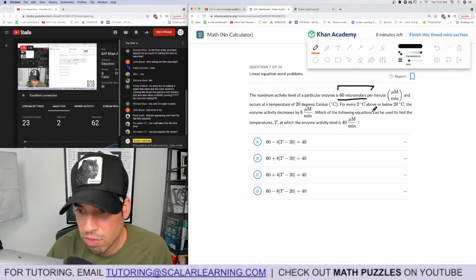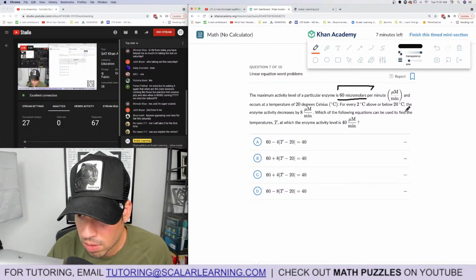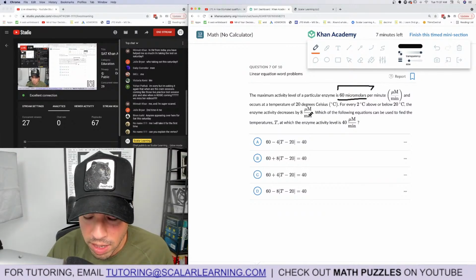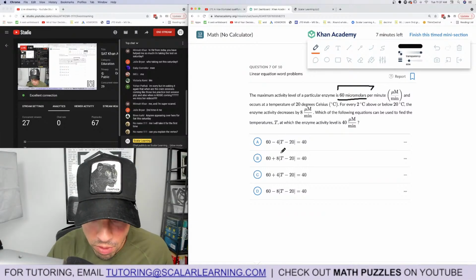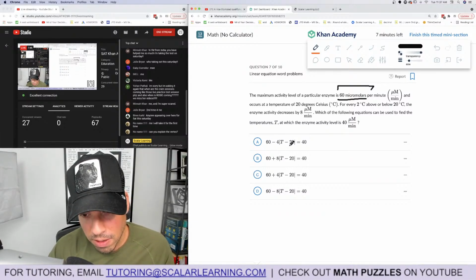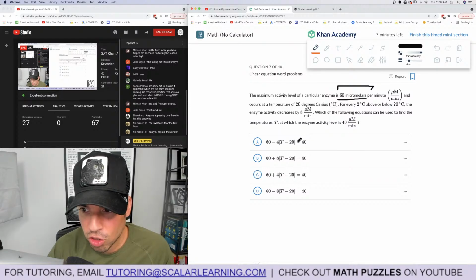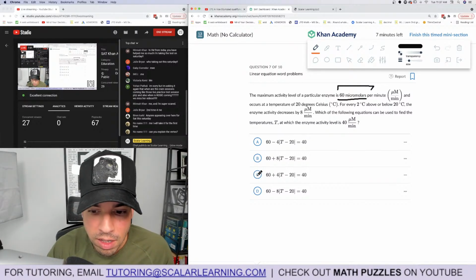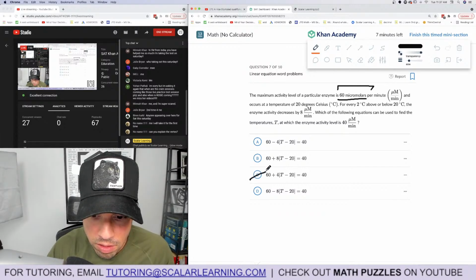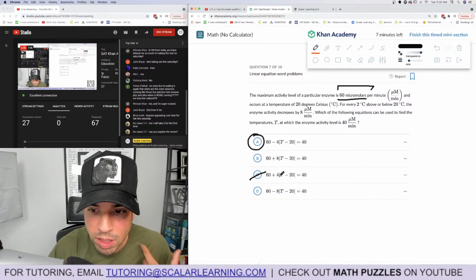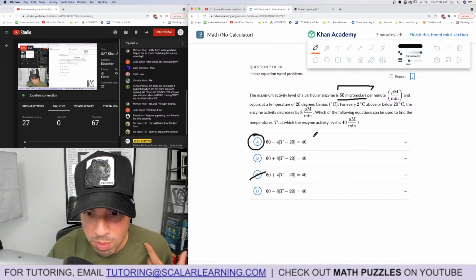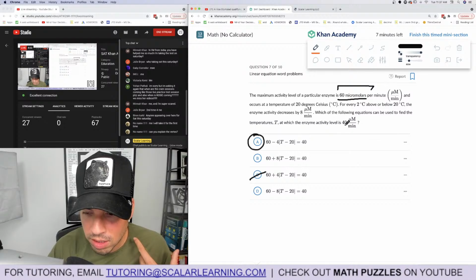Oh, here we go. For every 2 degrees Celsius above or below 20, the enzyme activity decreases by 8. So for every 2, it decreases by 8. There should be a 4 in front of these, because if there's a 2 differential, then 2 times 4 would decrease by 8. And it shouldn't be plus. I think it's A, to be honest, but let me get my head around this a little bit more. Which of the following equations can be used to find the temperature T at which the enzyme's activity level is 40?